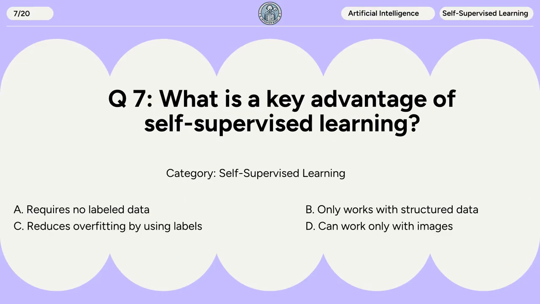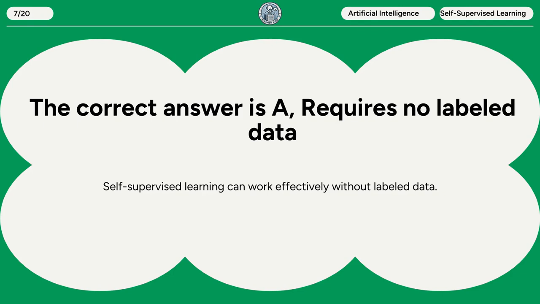Question 7. What is a key advantage of self-supervised learning? A. Requires no labeled data. B. Only works with structured data. C. Reduces overfitting by using labels. D. Can work only with images. The correct answer is A. Requires no labeled data. Self-supervised learning can work effectively without labeled data.